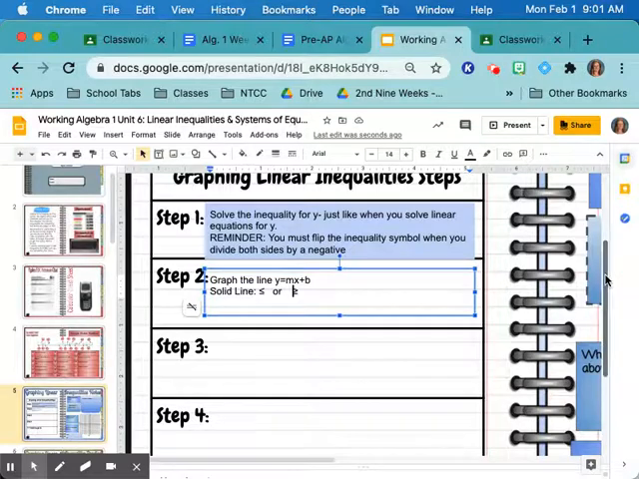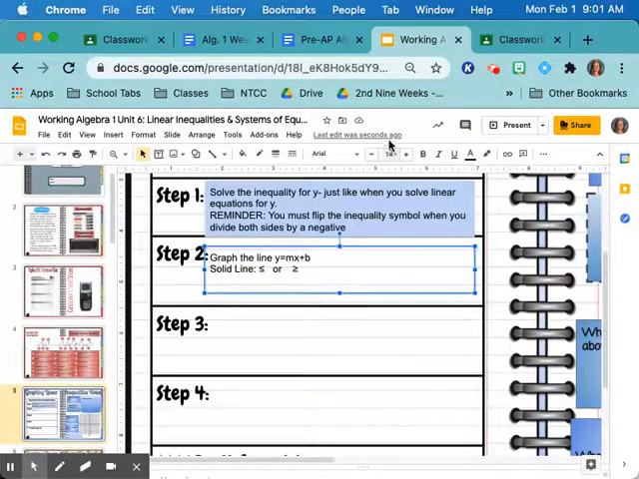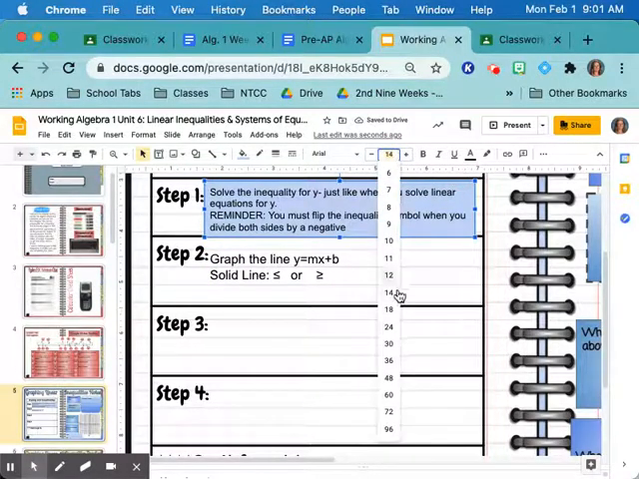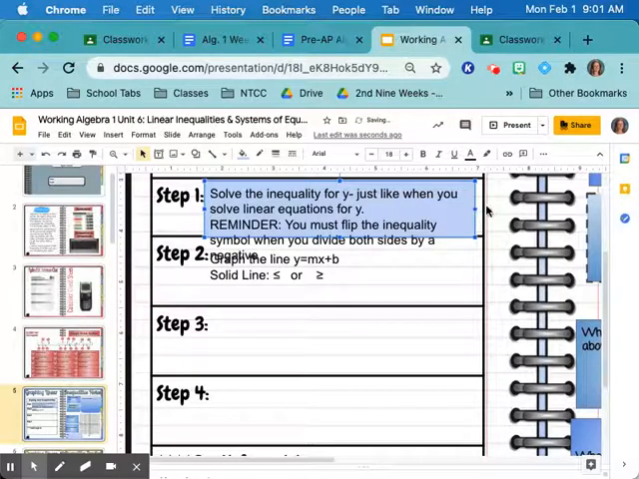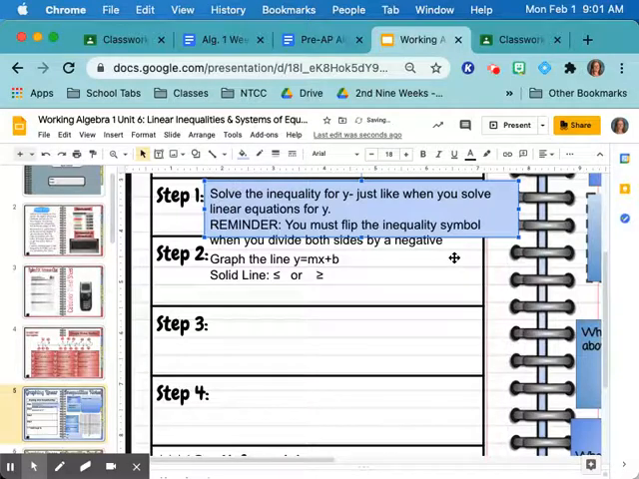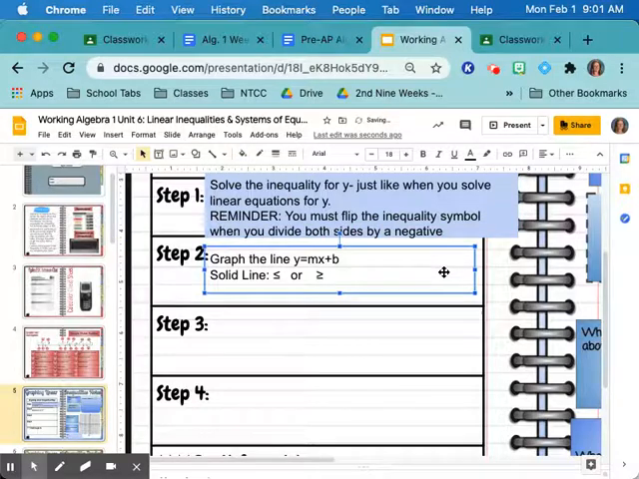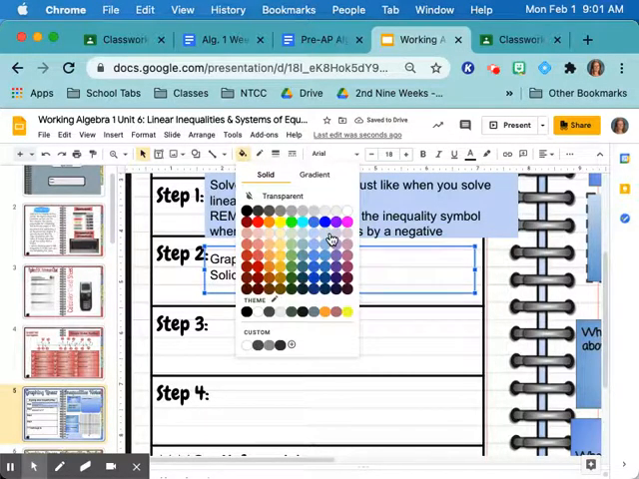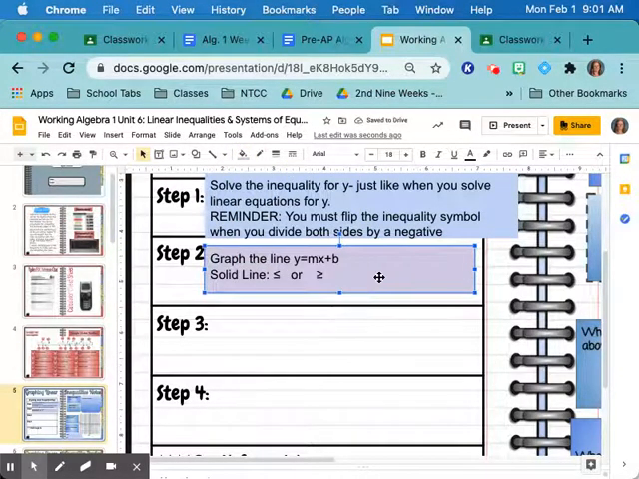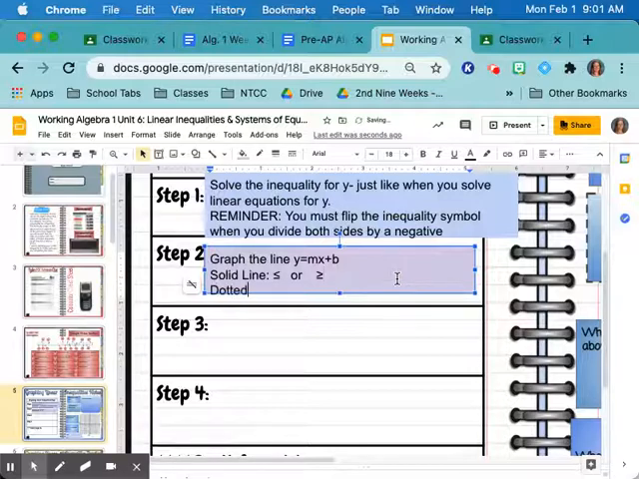Can y'all see that? Is it too small? No. So it's solid anytime it says or equal to, and otherwise it's going to be dotted or dashed. You can put either one.